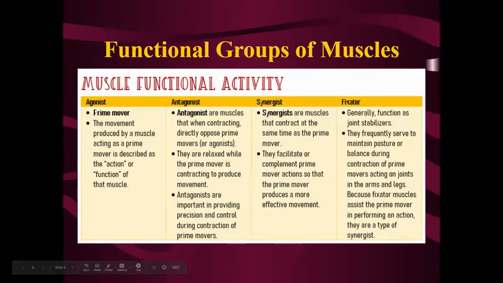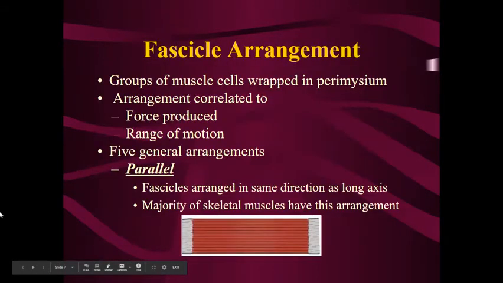Here is just an overview of the four major groups of muscles. Muscles move and contract in particular ways due to their fascicle arrangements. Groups of muscle cells that are wrapped in perimysium are fascicles. And the way that these fascicles are arranged will correlate to how much force is produced and the amount or range of motion that that muscle has.